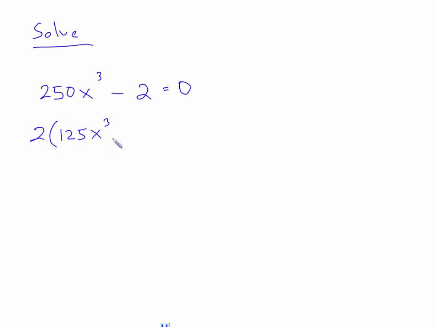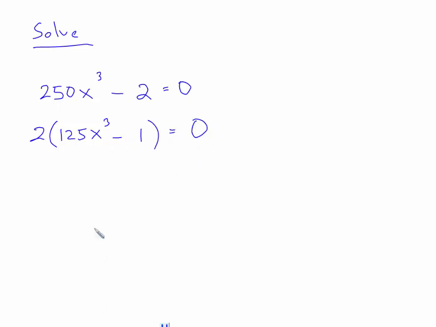Let's try one more. Let's say we need to solve 250x to the third minus 2 is equal to 0. So obviously this is not a difference of cubes right now because these are not perfect cubes. But if you recognize, we can take out a 2. So then we end up with 125x to the third minus 1 is equal to 0.